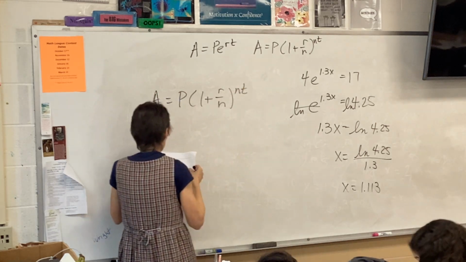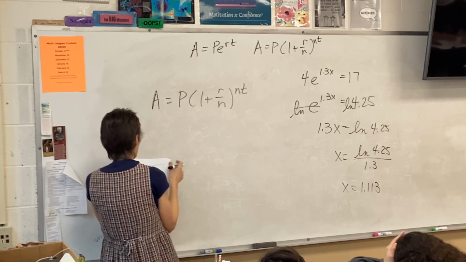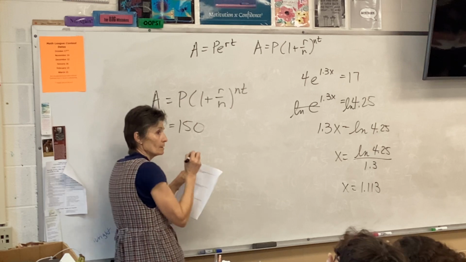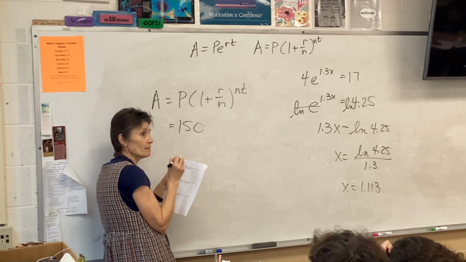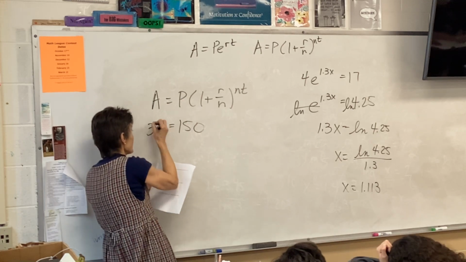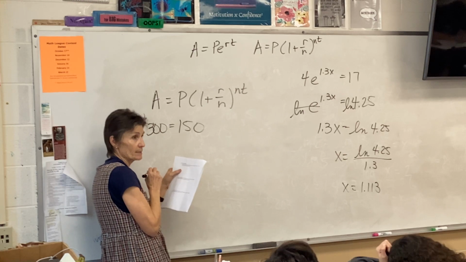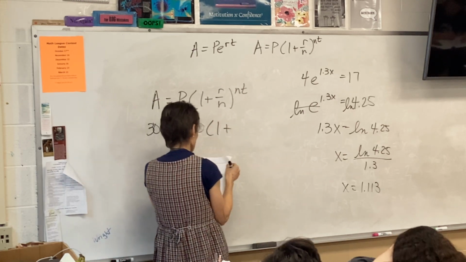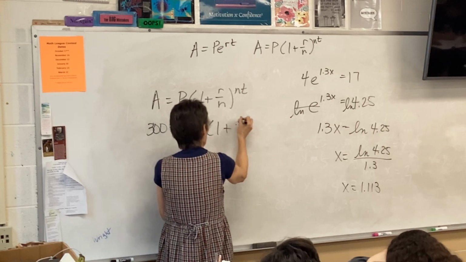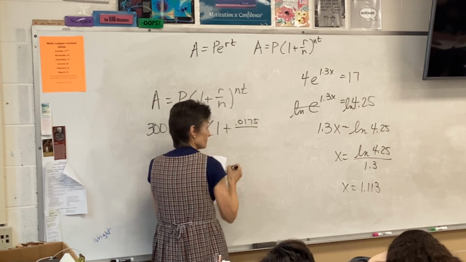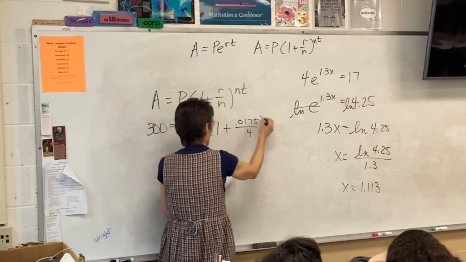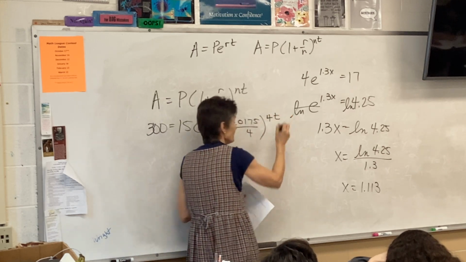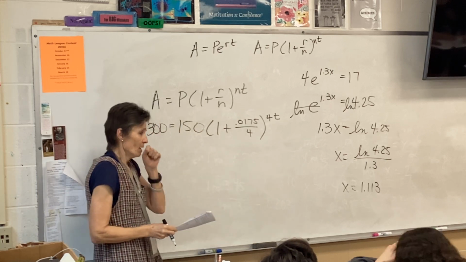All right, now what am I plugging in? I have $150 to start with. How much am I ending with then? 300, because it tells me I am doubling. What is the interest rate? 0.0175 divided by 4 raised to the 4t. Shoot.